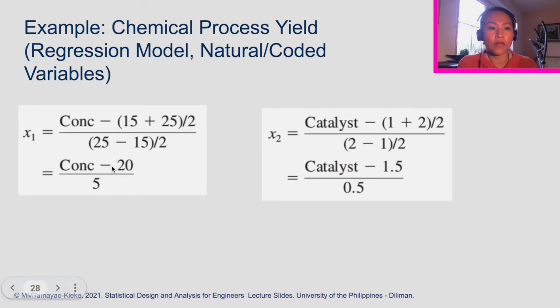So if we use the values for our example on chemical process yield, remember that the value of concentration at low level is 15% and at high level is 25%. The value of catalyst amount at low level is 1 pound and at high level is 2 pounds. Therefore our expression for x1 is equal to concentration minus 20 over 5, and for catalyst, it's catalyst minus 1.5 over 0.5.